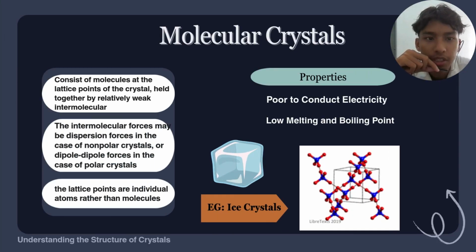Lastly, we have molecular crystals. Molecular crystal consists of molecules at the lattice points of the crystal held together by relatively weak intermolecular forces. The intermolecular forces may be dispersion forces in the case of nonpolar crystals or dipole-dipole forces in the case of polar crystals. The properties of molecular crystal is it is a poor conductor of electricity and it has low melting and boiling point. So the example is ice crystals.